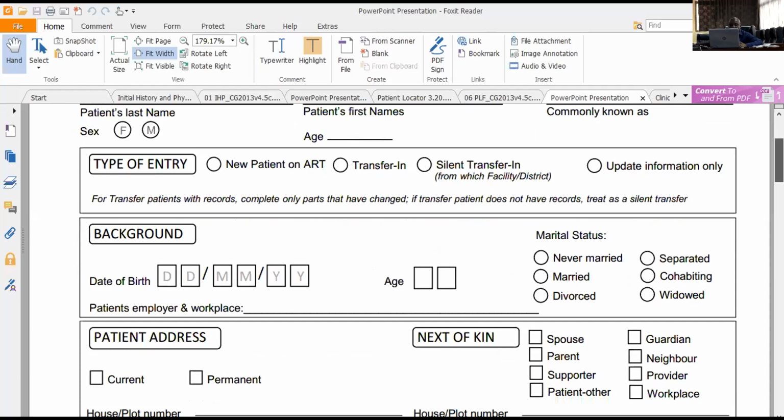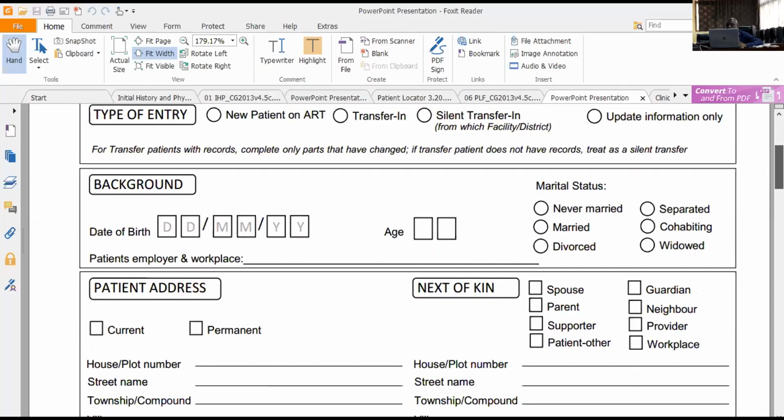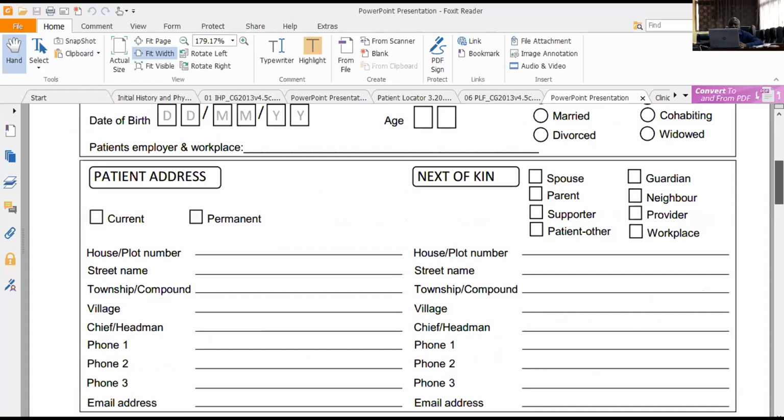Then on the background, under marital status, we have included separated, which was not there on the other form. Cohabiting is also included. It's also a form of marriage, legally. Then we have the patient address. So the patient address can either be current or permanent, and then the next of kin. So the next of kin can either be spouse, parent, supporter, or patient other, guardian, neighbor, provider, workplace.